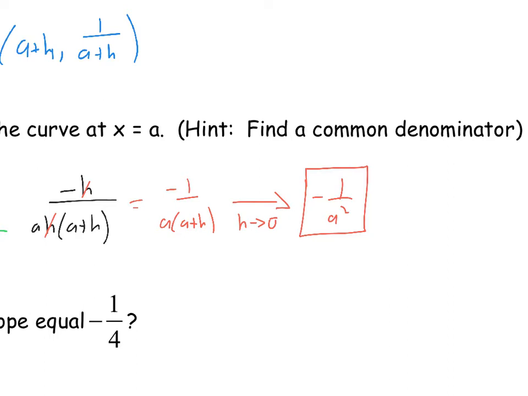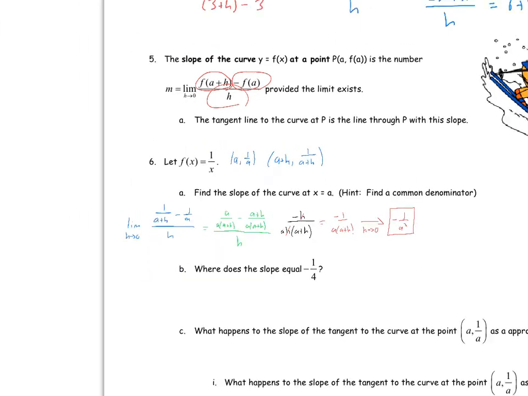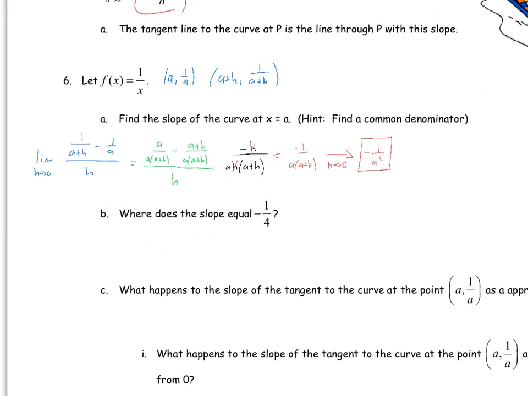And so this is the slope of 1 over x in the abstract, where a represents any x value. So now I can say, hey, what's the slope at x equals 3? And you just plug 3 in for a, and you get negative 1/9. What's the slope at x equals 5? Negative 1/25. And so finding it in the abstract allows you to find the slope quickly at any given point, rather than going through that process we just did on number 4 for different points. You can do it in the abstract and then find the slope at any point quickly.